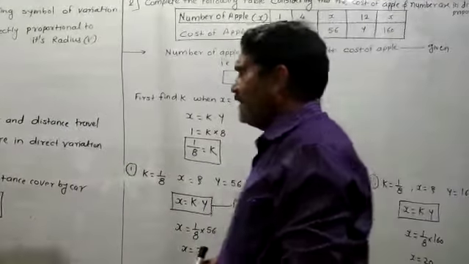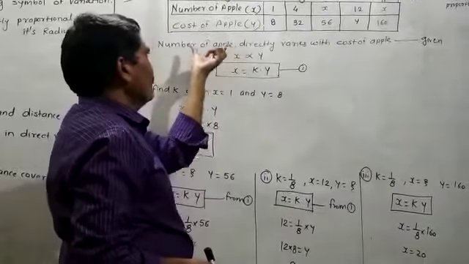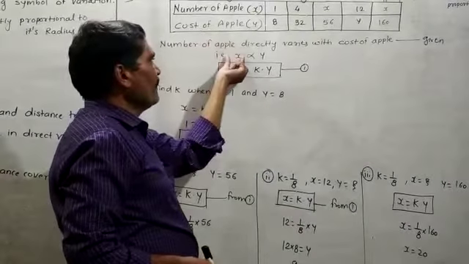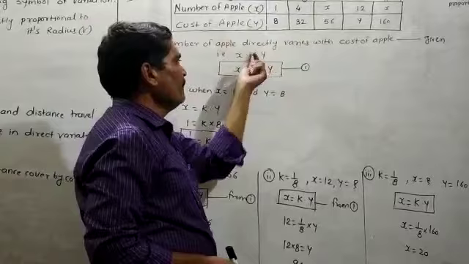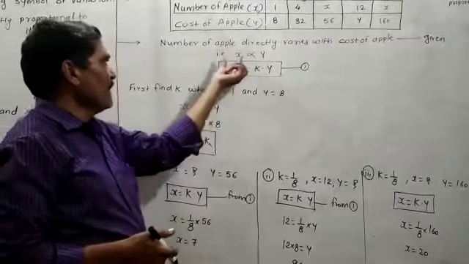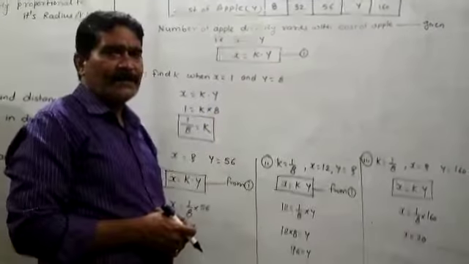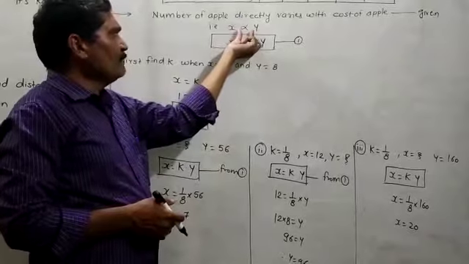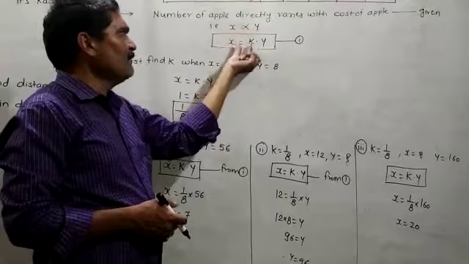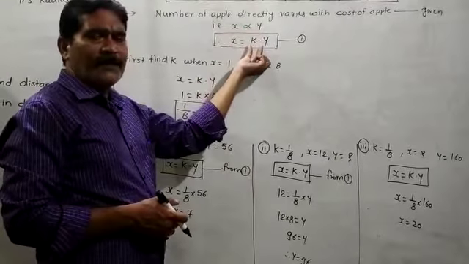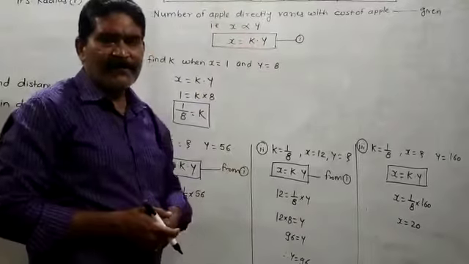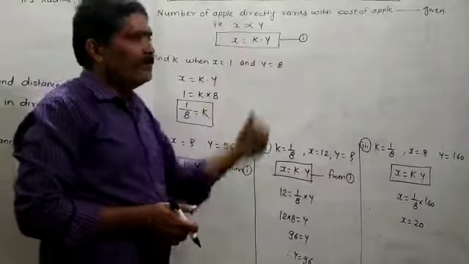So I will say that the number of apples is represented by X and the cost of apples is represented by Y. I will say that X is directly proportional to Y. If you want to remove this proportionality sign, then X is equal to the constant of proportionality K into Y. So X is equal to K into Y.